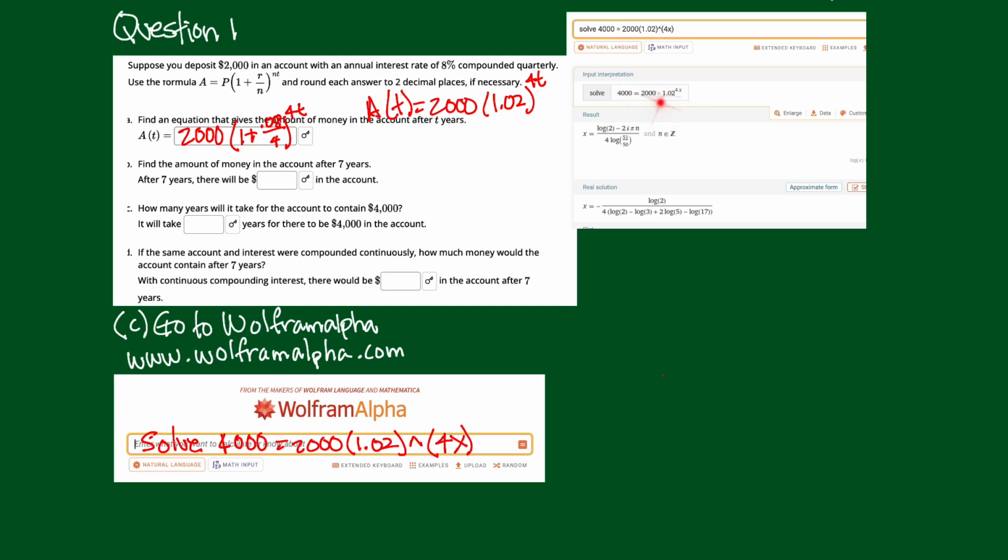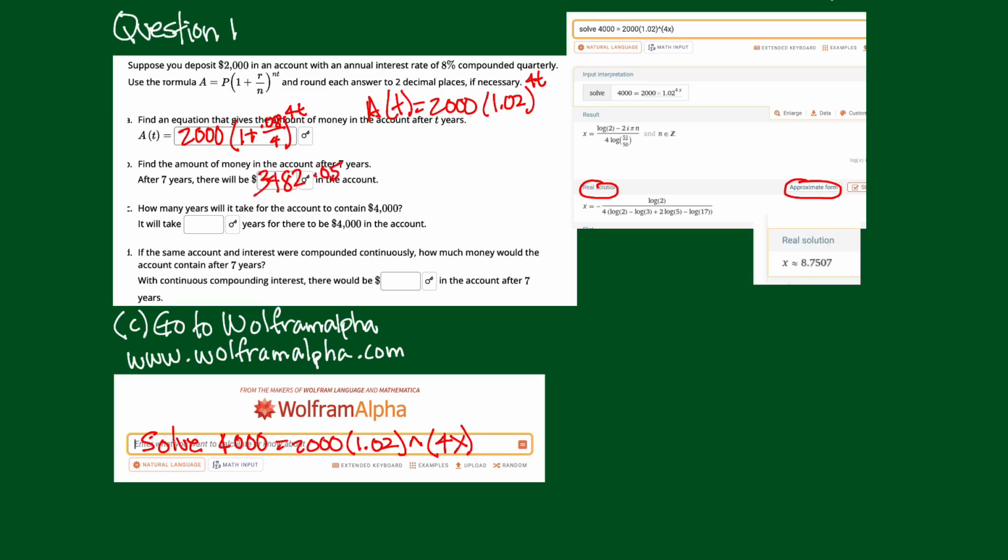Now, we're getting a times sign, not parentheses. Perfectly good. But then you're going to get this, and then you're going to get this. What we want is the real solution. So you're going to look down here for the real solution. Now, this does not do us much good, right? We haven't talked about logarithms yet, so we don't know what this means. So what you're going to do is come over here, and you're going to click on approximate form. So click on that.